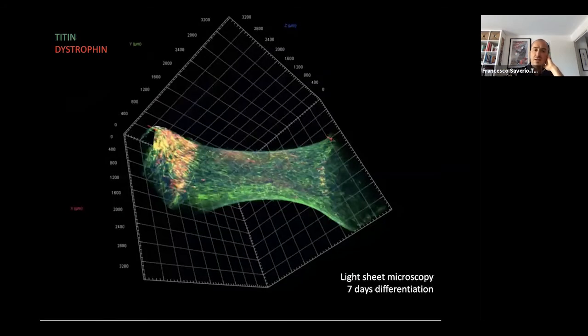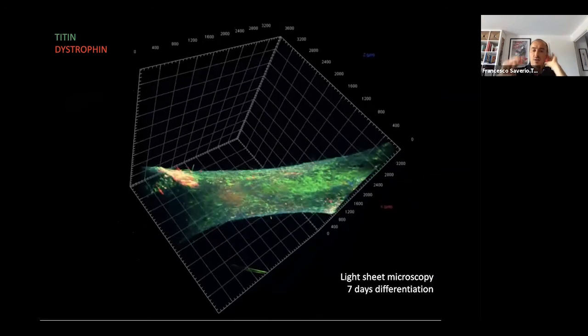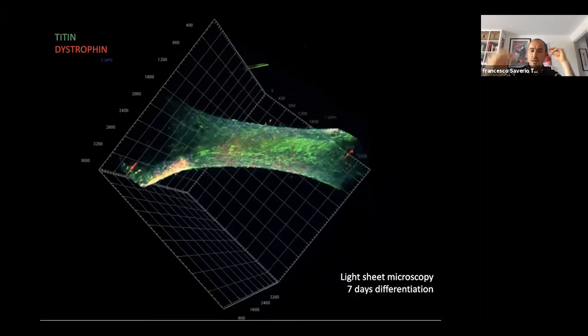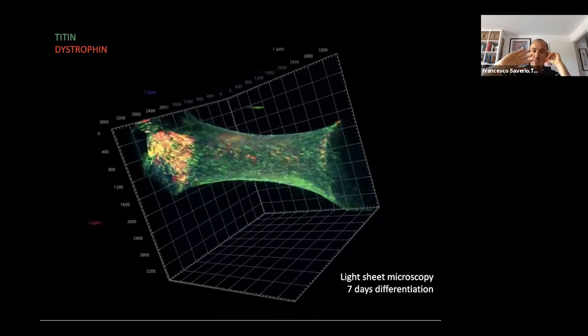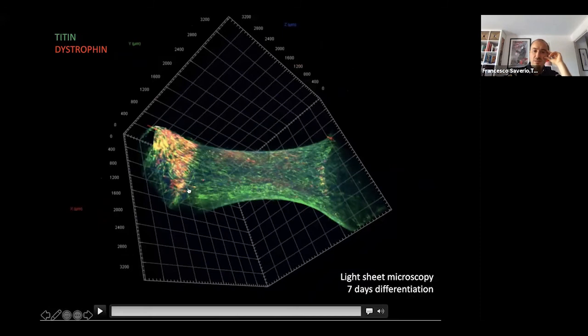This is, again, also to give you an idea of how these constructs look like. This is light sheet microscopy done on one of those 3D constructs. You don't see the internal fibers because essentially the reconstruction is only on the external layers, but you can see that there is abundant myosin. Actually, here you have titin, which is even a later marker of myogenic differentiation.